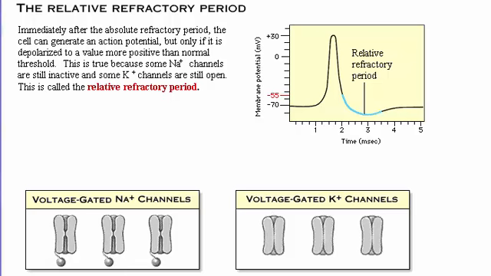Immediately after the absolute refractory period, the cell can generate an action potential, but only if it is depolarized to a value more positive than normal threshold. This is true because some sodium channels are still inactive and some potassium channels are still open. This is called the relative refractory period.